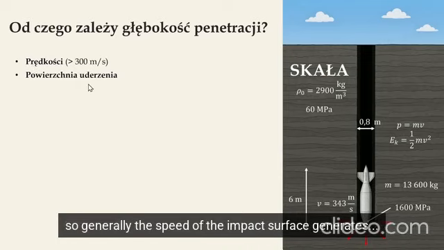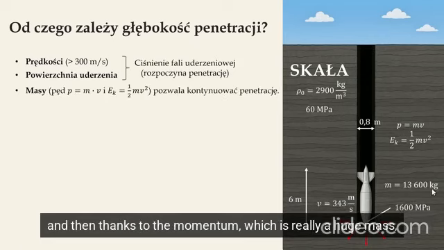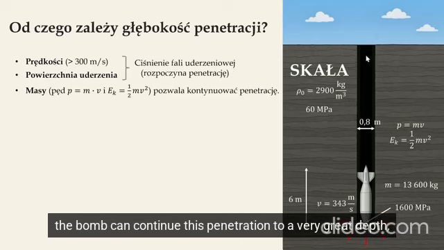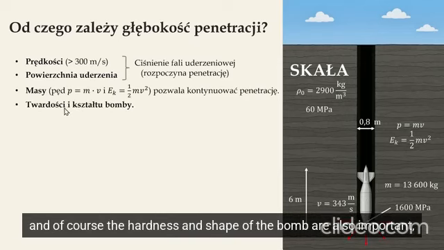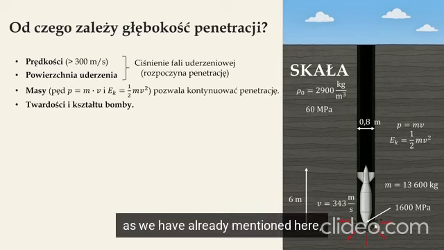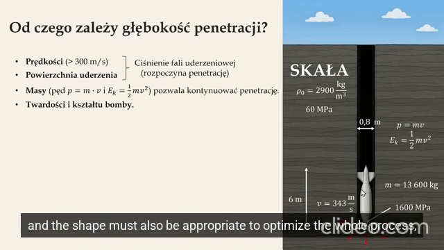So generally the speed of the impact surface generates enormous pressure, the pressure of the shock wave, which starts the penetration. And then thanks to the momentum, which is really a huge mass, the bomb can continue this penetration to a very great depth, even in very hard terrain. And of course the hardness and shape of the bomb are also important. As we've already mentioned, this tip in particular must be strong enough to withstand this enormous pressure, and the shape must also be appropriate to optimize the whole process.